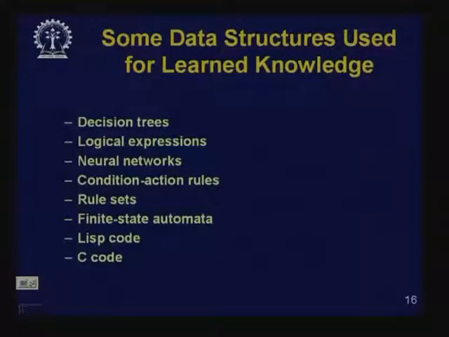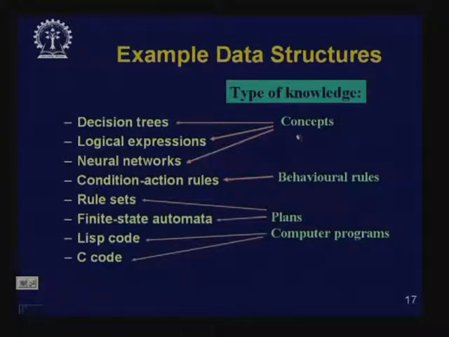So, certain data structures are decision trees, logical expressions, neural networks, condition action rules, sets of rules, finite state automata and programs. For example, when we want to represent concepts, we can represent concepts by decision trees or by logical expressions or by neural networks. Behavioral rules can be expressed as condition action rules. Plans can be expressed as sets of rules or by finite state automata. Computer programs can be expressed as C code.